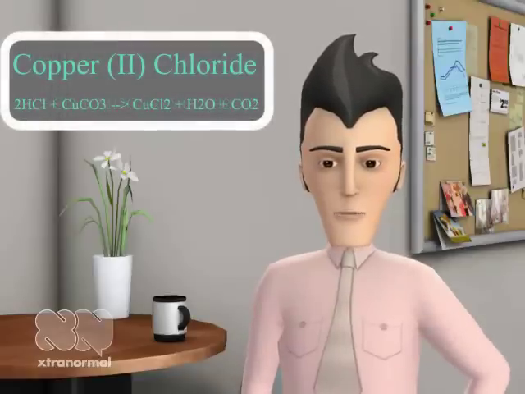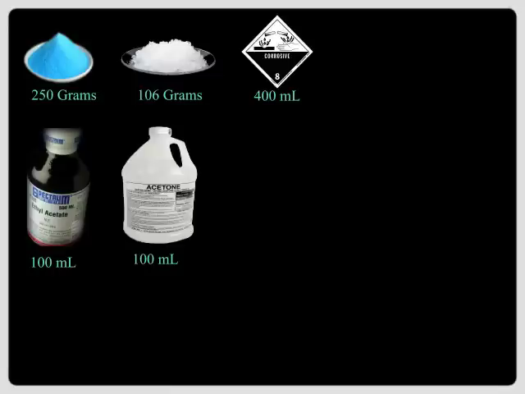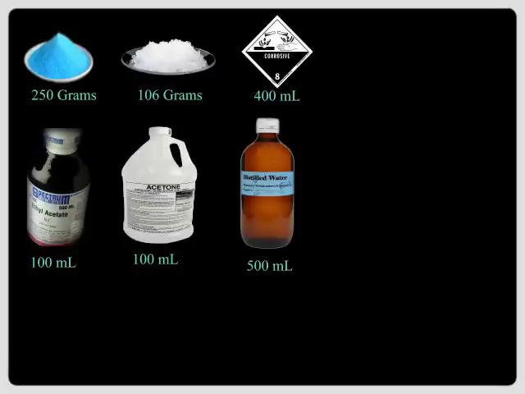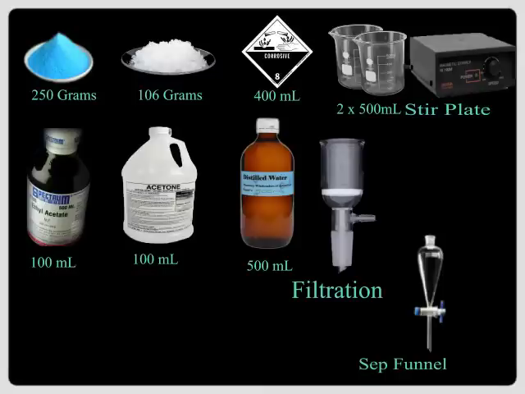hydrochloric acid. We will be needing the following items for this synthesis: 250 grams of copper sulfate, 106 grams of sodium carbonate, 400 milliliters of 32% hydrochloric acid, 100 milliliters of ethyl acetate, 100 milliliters of acetone, 500 milliliters of distilled water, 2 500 milliliter beakers, stir plate, 250 milliliter separation funnel, and finally, filtration.